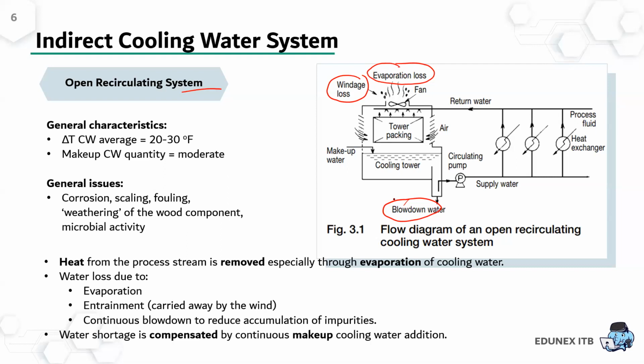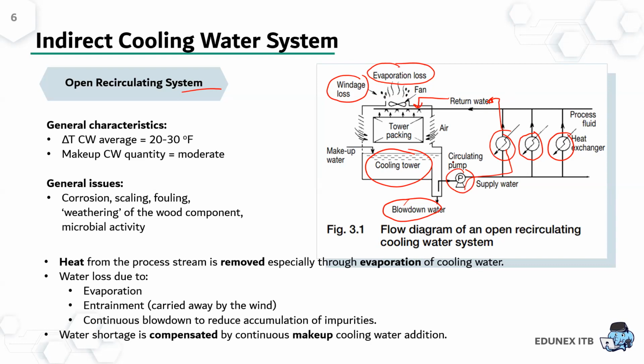So in this system, cooling water removes heat from the process fluids by passing through the heat exchangers. The temperature will rise once we move to the return water. And the hot water produced from the heat exchangers will be cooled in the cooling tower, by partial evaporation and release of the latent heat of evaporation. Therefore, the water can be reused and recirculated by using the circulating pump.